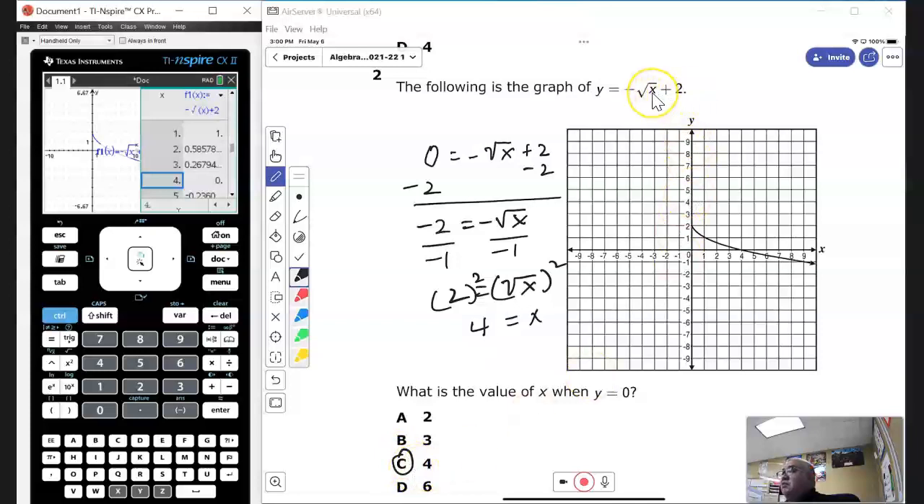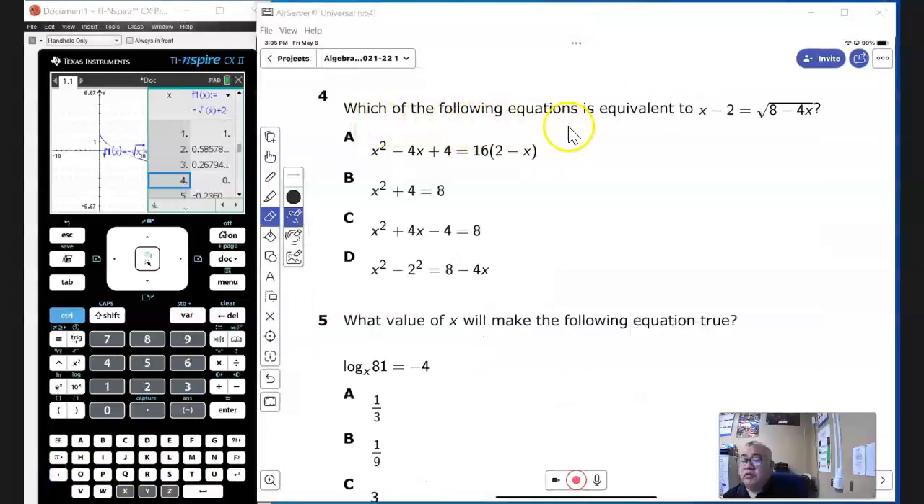And you can also type in 4 here. Square root of 4 is 2. Negative 2 plus 2 is 0. Which of the following equations is equivalent? Now the word equivalent means that they're both going to be the same value. In other words, they both will give you the same x value.